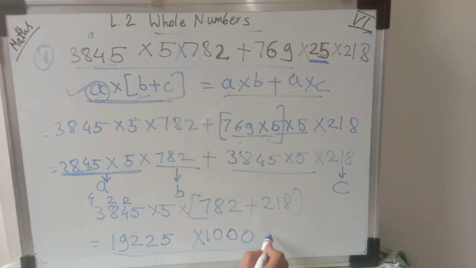Now multiply this number with the 1000. So here how many zeros are there? 3. Write down 1 2 3 zeros. Multiply this number with the 1, so you will get the 19,225. Here we got the answer, that is 1,92,25,000. Okay student, I know this is very tricky, but in next session again I will explain the same question.